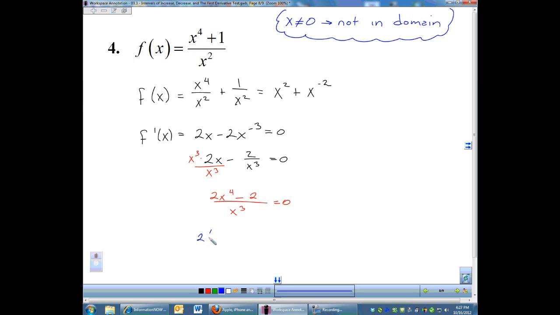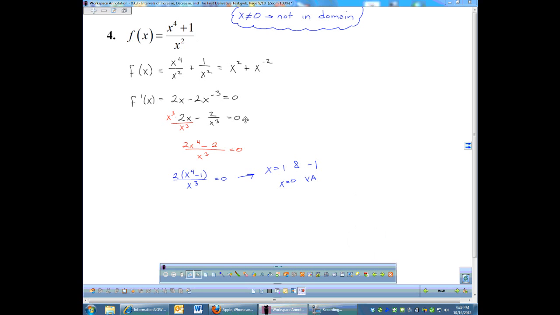And then I'm going to set my numerator equal to 0. So I'll factor out a 2. I have x to the 4th minus 1, right? And that thing is going to equal 0 at x equals 1 and negative 1. And 0 is still a vertical asymptote. That's an interesting point. So I'm aware of 0. It's not a critical number, but it's still something you want to be aware of in this problem.